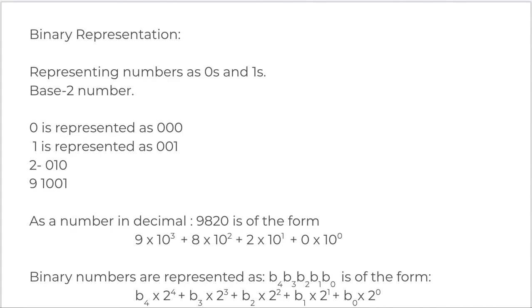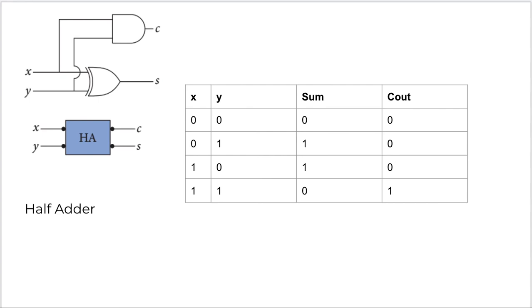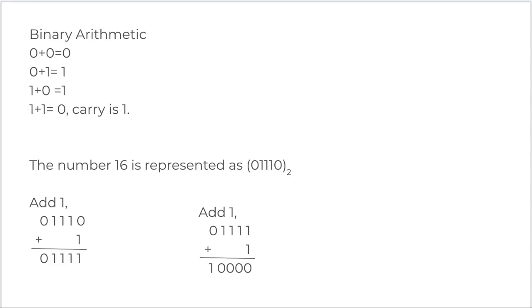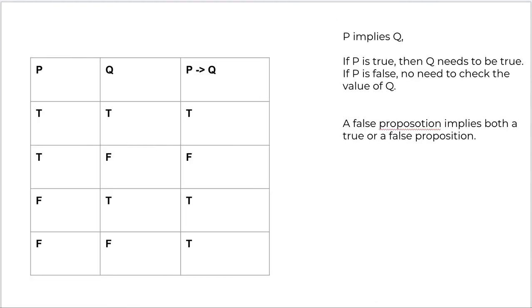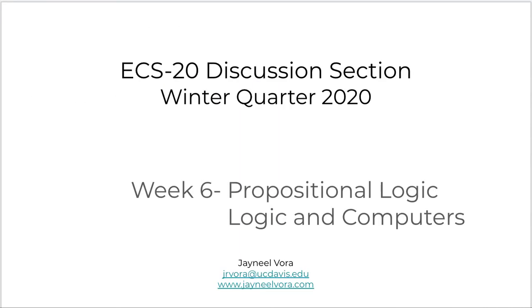We discussed how binary representations are done and how to convert a binary number to a decimal number, and how a full adder and a half adder usually act, right? So that's the discussion for week 6.